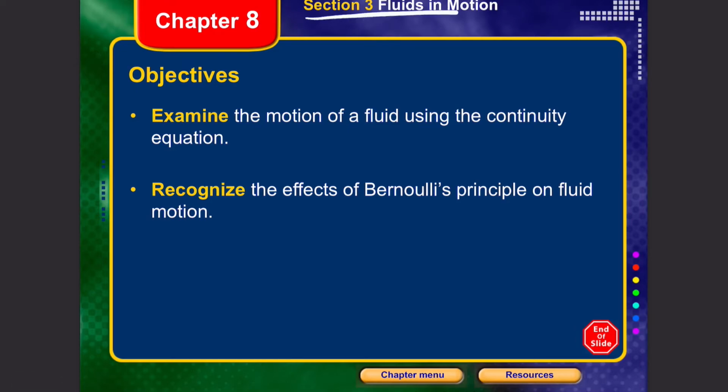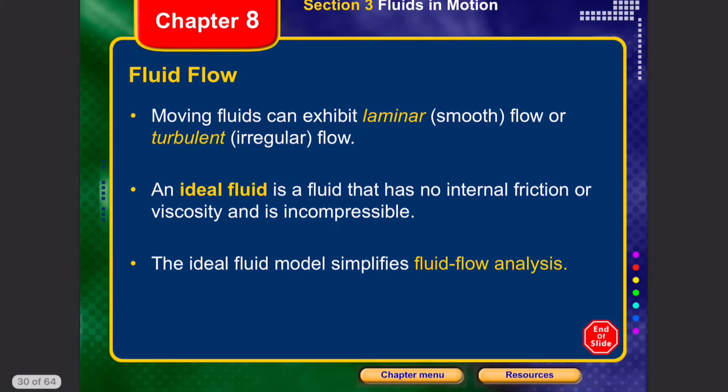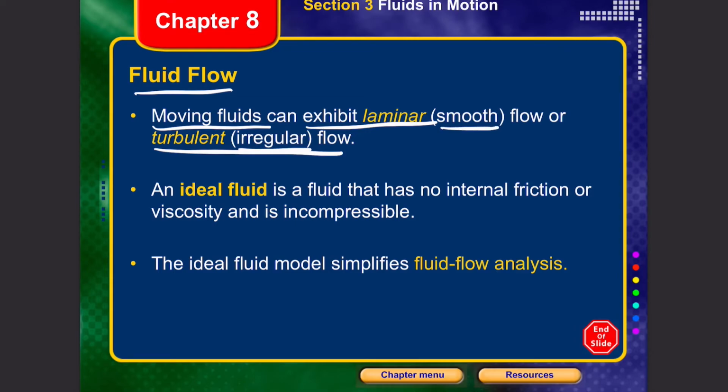Next, let's get into the final section, fluids in motion. In this, we're going to examine the motion of fluid using the continuity equation. And second, we're going to recognize the effects of Bernoulli's principle on fluid motion. So let's start with fluid flow. Moving fluids generally exhibit laminar flow or turbulent flow. So either they can be smooth or they can be irregular.